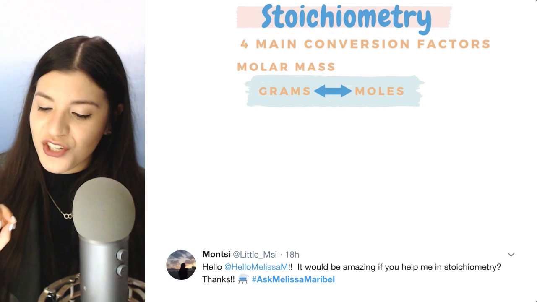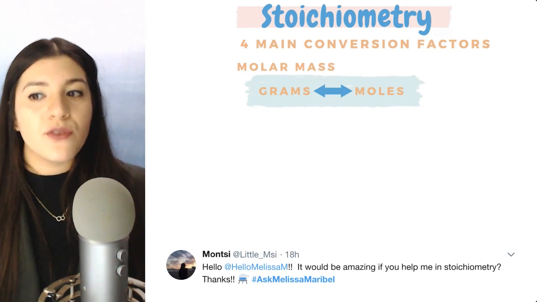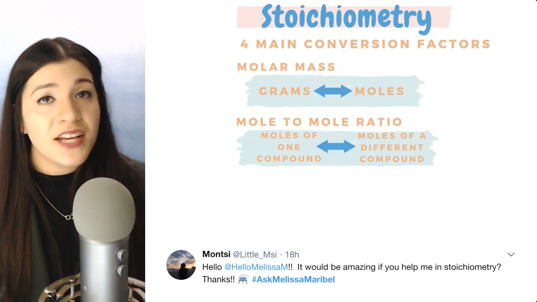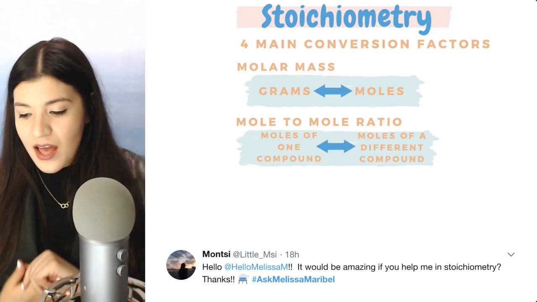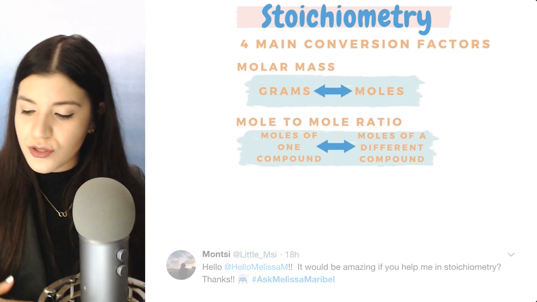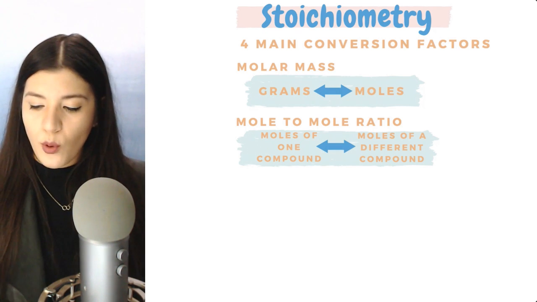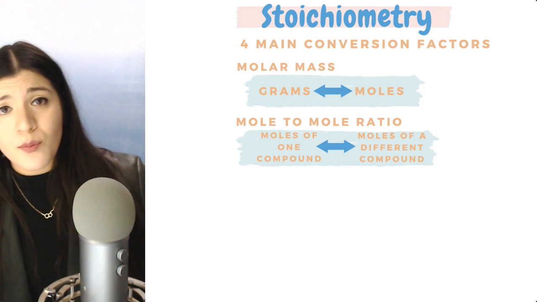So our first conversion factor is molar mass. This allows us to go from grams to moles or vice versa, moles to grams. Next one is a mole to mole ratio. So a mole to mole ratio allows us to go from moles of one compound to moles of a different compound. You'll also see me even say moles of one molecule or a different molecule.